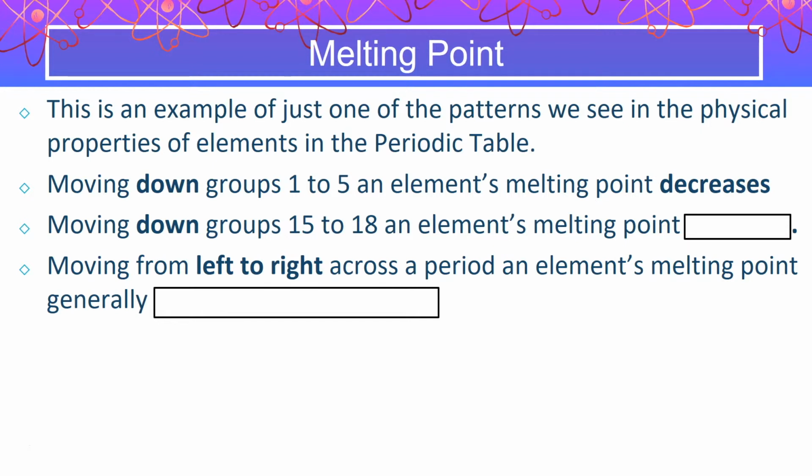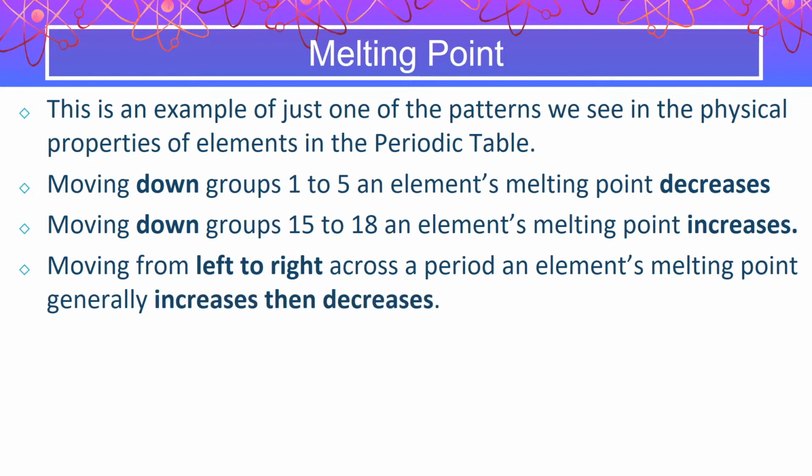On the other hand, if you're looking at groups 15 to 18, the melting point will actually increase. So on the left-hand side of the periodic table, the melting point will decrease as you go down the group. And if you're on the right-hand side, the melting point will increase as you go down the group. If you move from left to right, what you generally see is this pattern of melting point getting really high as you go towards the middle, and then it starts to come back down as you move towards the far side. So from left to right, it kind of increases, then decreases.